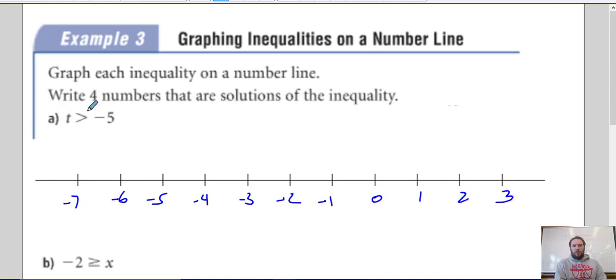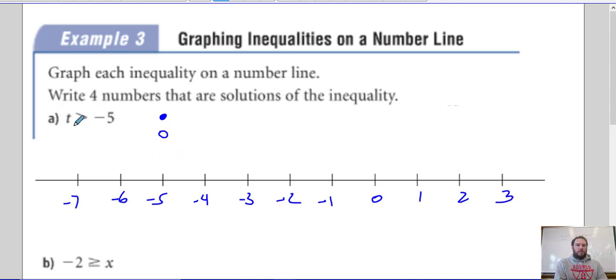Okay, t greater than -5. So -5 is the barrier. It acts as the thing that separates my answers from my non-answers. And I know I want to go towards the numbers that are greater than -5, so that's to the right. So how do I graph this? Well, there are two options here. I can either use a closed circle or an open circle, and the difference depends on the symbol I have here. When I use a closed circle, I'm saying that this number is an answer. And when I use an open circle, I'm saying this number is not an answer.